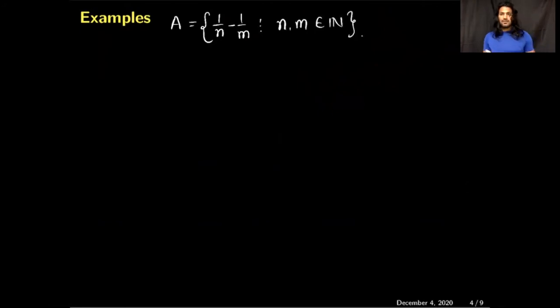Let's take one more example. This time my set A is equal to 1 over n minus 1 over m, where n and m are both natural numbers. As I can see, again this is a discrete set. So when I have a discrete set, in order to find the greatest lower bound and the least upper bound, I must write the set in a list form. So first I'm going to list all the elements of this set.